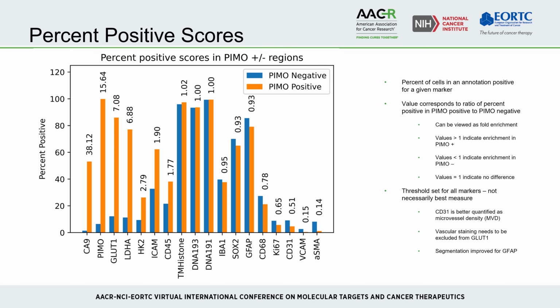One way to perform differential expression analysis is by measuring the ratio of percent positive cells in the Pimo-positive, so hypoxic, versus negative regions. More positive values indicate an overexpression under hypoxia, whereas negative values indicate an underexpression. So from this, we can actually see several promising candidates, many of which can serve as a hallmark of hypoxia in glioblastomas.